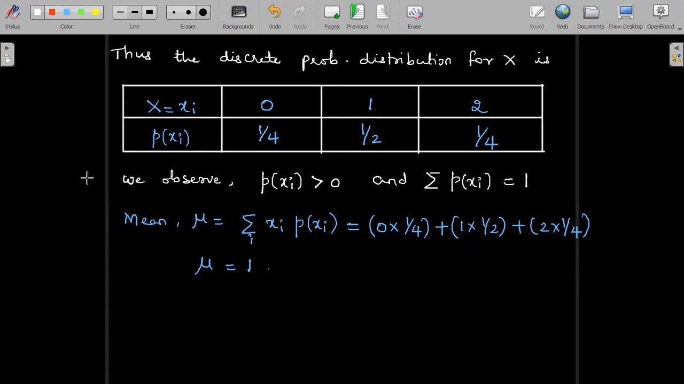Similarly, we can obtain the variance. Variance V is given by summation xi square into p of xi minus mu square. The alternate formula that we have obtained in the derivation, I'm using it. So the formula for variance V is summation xi square p of xi minus mu square. This we have already discussed in the theory.